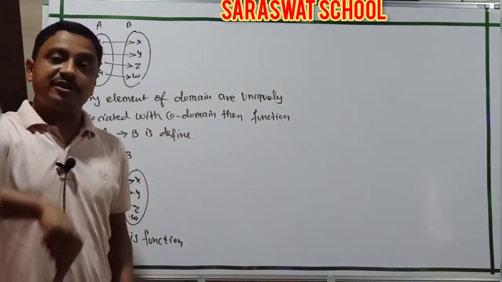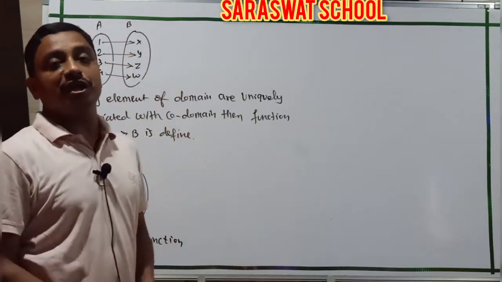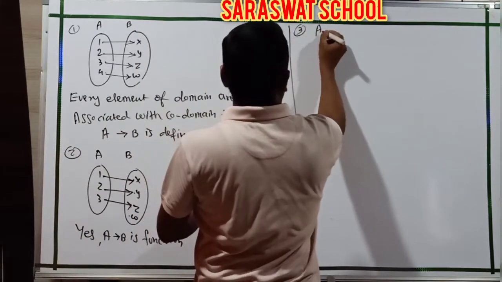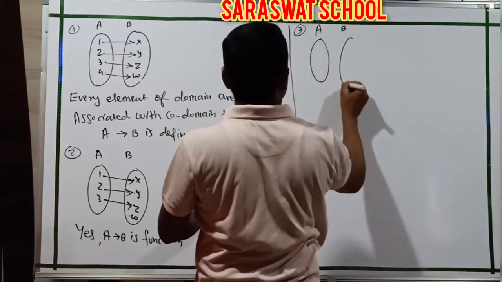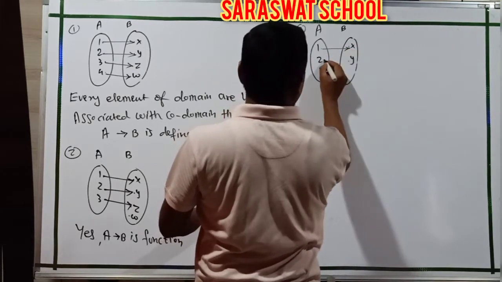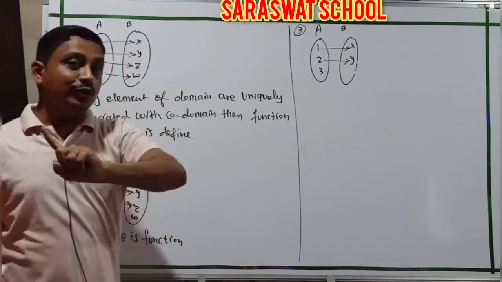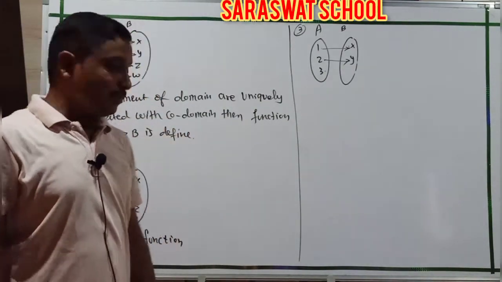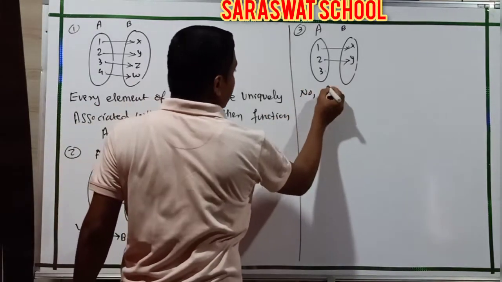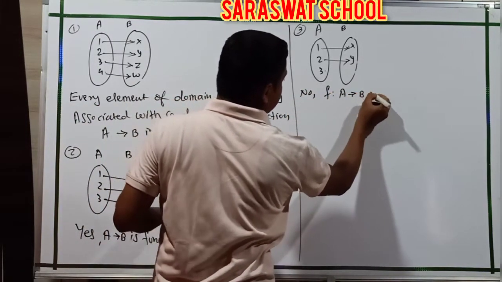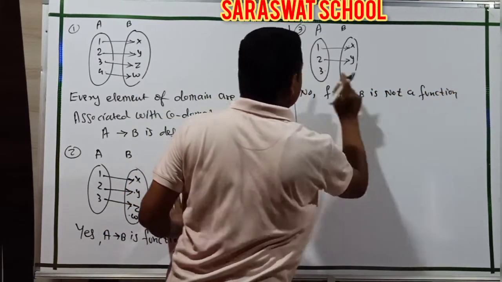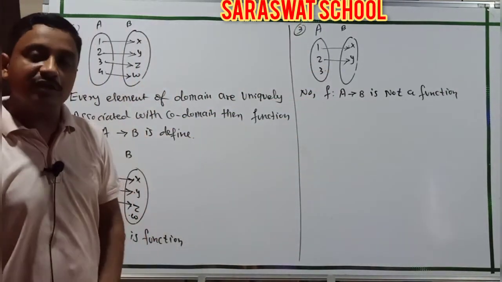And then after, I will again explain domain and range related to codomains. So figure number 3. Here part A, part B, 1, 2, 3, and here X and Y. Check here. This 3 is not uniquely associated with codomain. It means here function A to B is not defined. So no, f of A to B is not a function because this 3 is not uniquely associated with codomain.